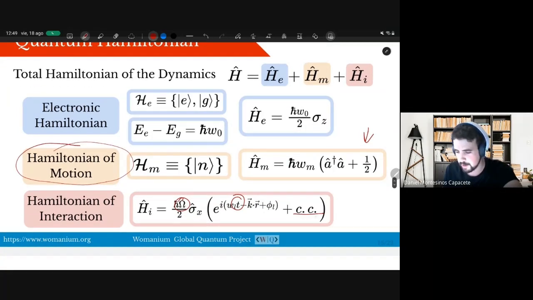And this CC here just indicates the complex conjugate of this number. In order to write this, instead of writing this plus this, and just writing this plus the complex conjugate, it's just a way of writing the same thing using less paper. So that will be put here, the complex conjugate of this number.